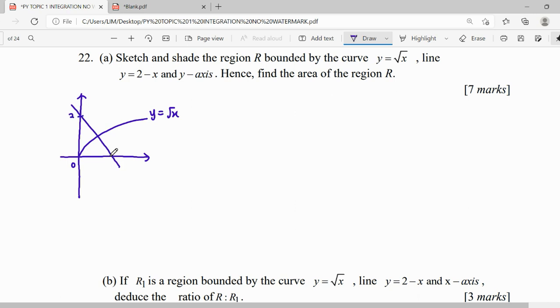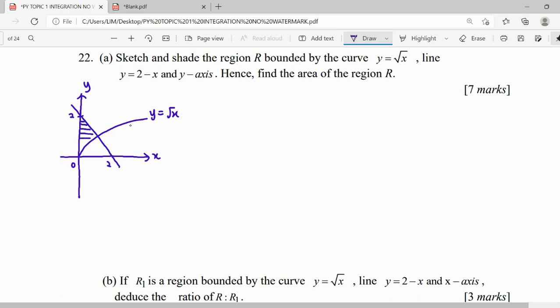So what is the intercept here? When y equals 0, x is equal to 2. So we can do our calculation and then we can see it clearly. This region is bounded by three boundaries: the curve of the square root, the line, and then the y-axis. So this region is not this one here, because I said y-axis. You want the curve, you want the line, and then the y-axis. You can see the y-axis here.